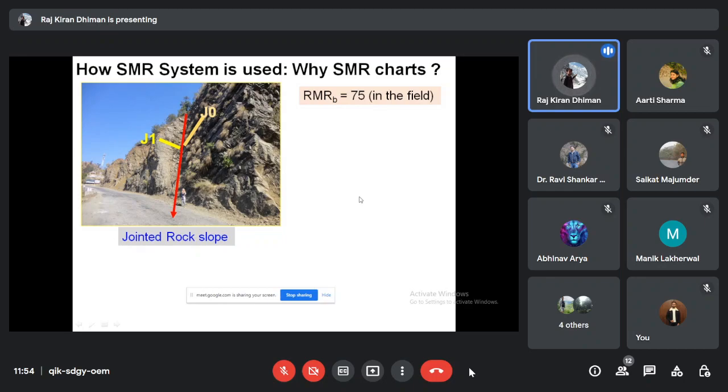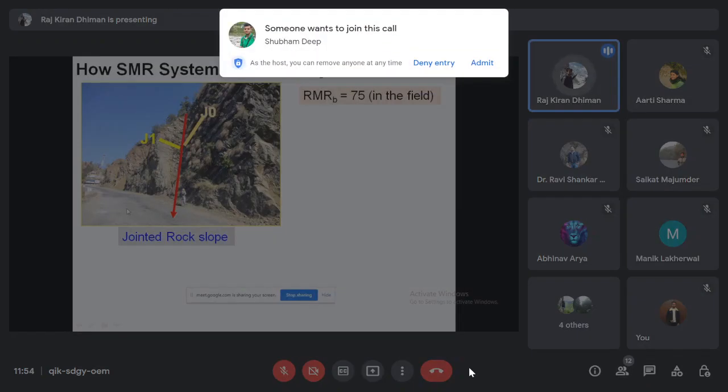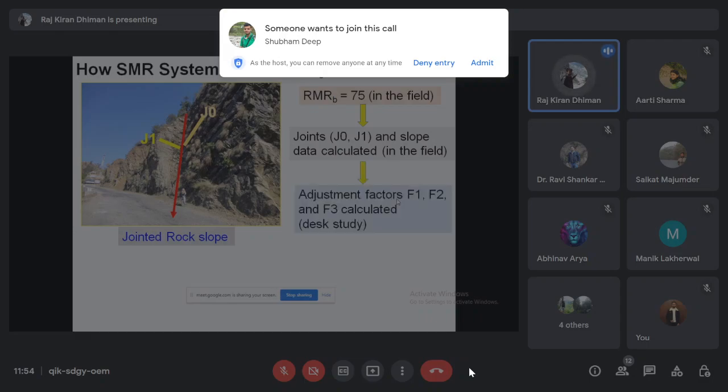First, like I mentioned, we already know the RMR value. Let's say we know that the RMR for this given slope is 75 in the field, considering all the major factors which I mentioned earlier. So now I want to check the kinematic possibility of planar, wedge, or toppling failure. First I have to mark the joints j0, j1, and the slope data, dip direction, dip amount. We have to collect all the data. Now we have to apply the adjustment factors F1, F2, and F3, which are calculated.